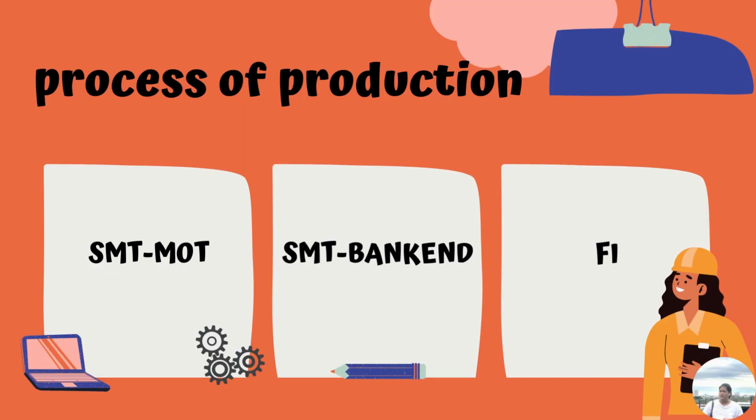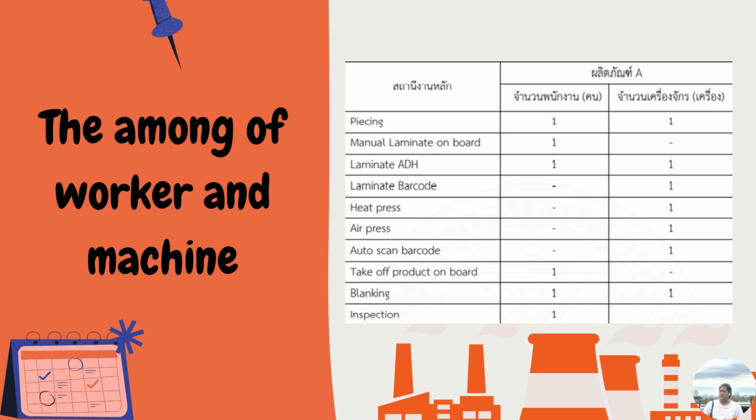So the production has three processes. First, SMT MOT. This is the process to put components on the FPC. Second, SMT Backend is the last production step, and the last process is FI, the final process of checking. And this table shows the number of workers and machines in each workstation.